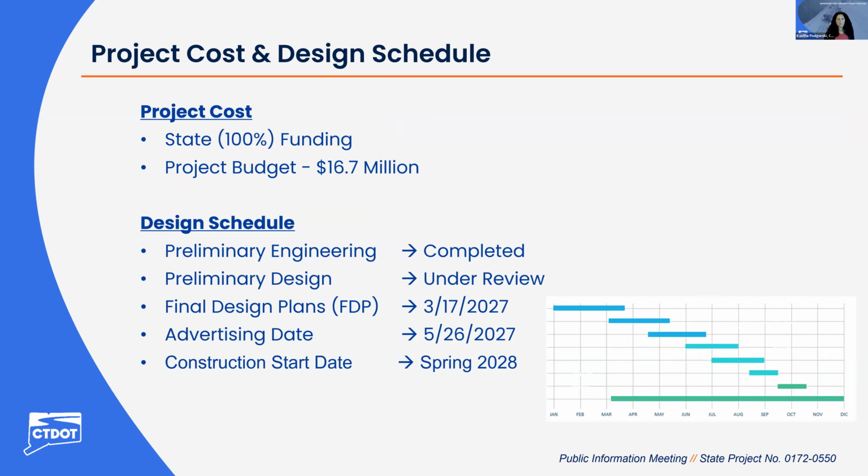Hello again. So just going to give a brief overview of costs and schedule. This project is 100% state funded, and the estimated budget at the moment is 16.7 million. Our design schedule, we've completed preliminary engineering, and we're wrapping up preliminary design now. Our final design plans are anticipated to be completed next March, so March 2027. And then the advertising date for the project would be next May. And then the beginning of physical construction would be expected to start in the spring of 2028. And then construction for these types of projects usually goes for 2 construction seasons, so it would wrap up fall of 2029.